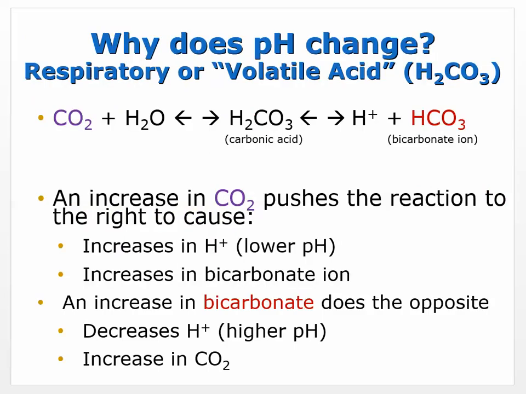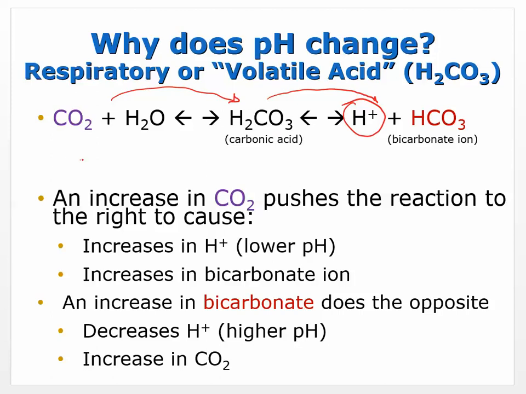Okay. So why does pH change? Respiratory, or volatile, acid. This is that equation that I was talking about earlier. Carbon dioxide plus water goes to carbonic acid, and then that carbonic acid splits and causes hydrogen to form. So an increase in carbon dioxide pushes the reaction to the right.